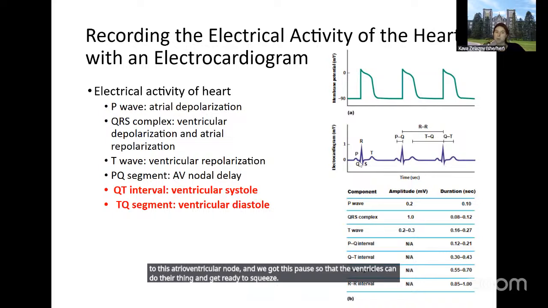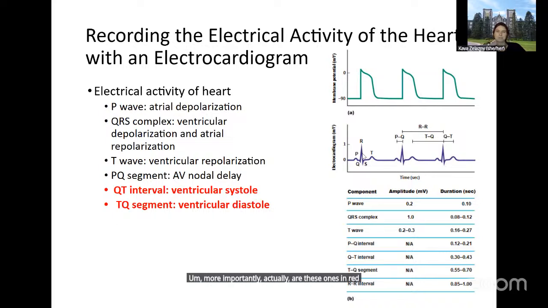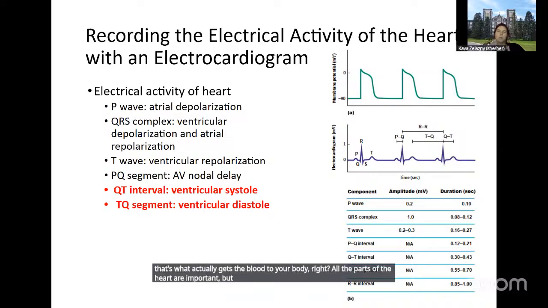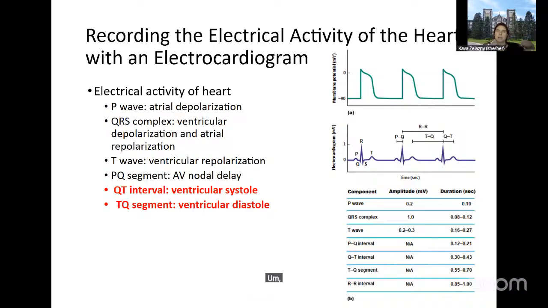squeeze. More importantly, actually, are these ones in red here. So our QT interval, between Q and T, it's labeled on the right side, but actually I'll just point them here. So this dip to this peak, this is ventricular systole. When we go through the cardiac cycle, we're going to be focusing on the ventricles because they're the most important part of the heart in that that's what actually gets the blood to your body. All the parts of the heart are important, but the point is getting blood to your body. So the cardiac cycle is going to be dependent on the ventricles, is what we're going to be tracking.